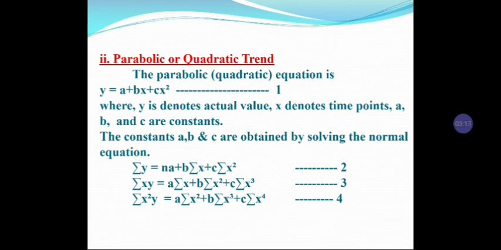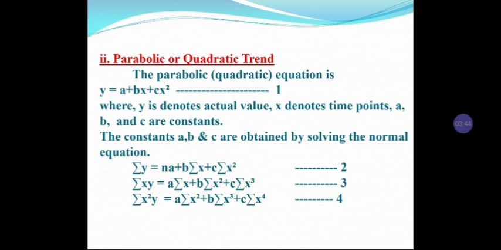The parabolic or quadratic equation is y is equal to a plus bx plus cx square. Here y denotes the actual value, x denotes the time point, and a, b, c are constants. I will just read this here and explain it very briefly. While doing the problem I will explain in detail how we substitute into the equations.